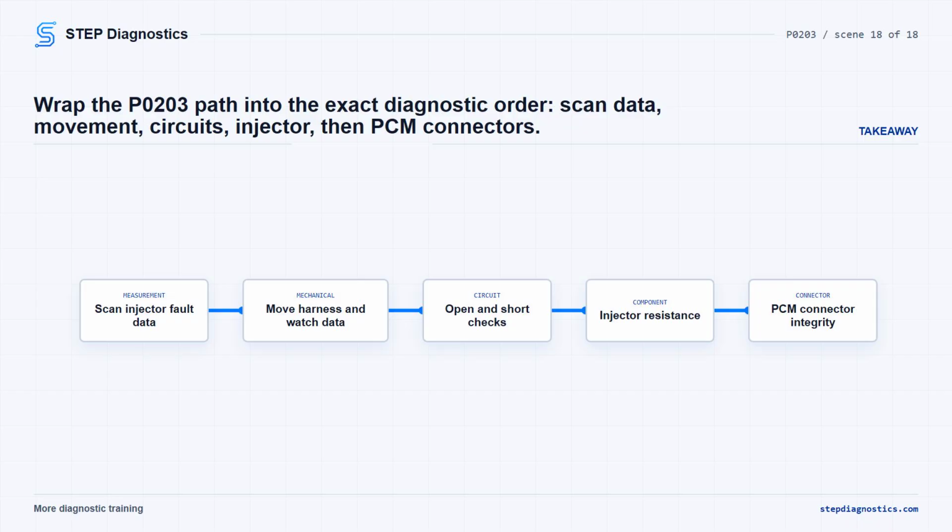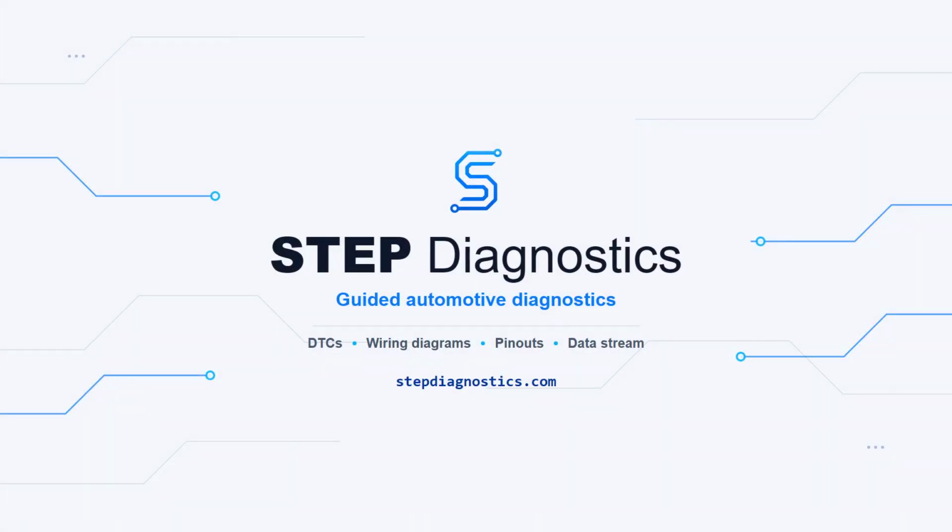Don't guess at the cylinder circuit mapping. Confirm the applicable P0203 wiring before measuring.